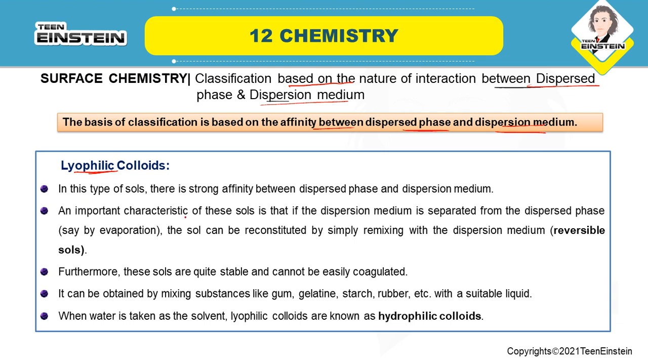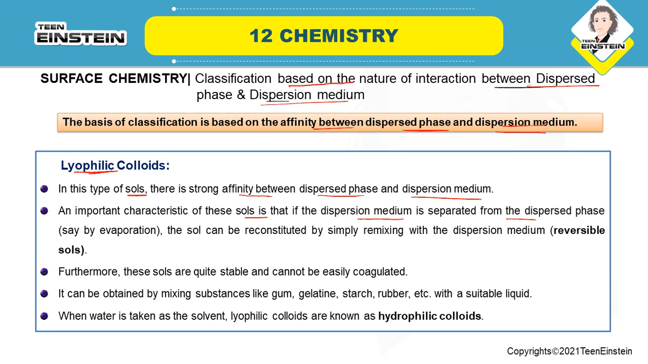So lyophilic colloids, in this type of sols, sometimes colloids are called sols, because sol is one type of colloid. There are different types of colloid, but sol is one of them. In this type of sol, there is strong affinity between the dispersed phase and dispersion medium. And an important characteristic of these sols is that, suppose the dispersion medium is separated from the dispersed phase. So suppose there is water and you have dissolved some solid and you are evaporating the water. So there will be only the dispersed substance left.